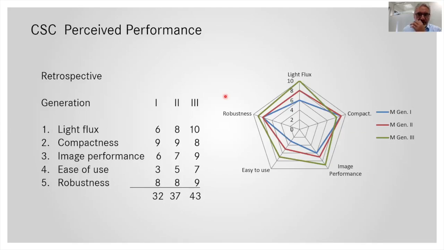So let us have a look at the third generation. Light flux is up to f/0.95. Who needs more? I don't know. Compactness is there, but we had to reduce a little. We had to add some space for floating elements. Image performance is best now because, as I explained, there is no need to stop down. This means there is no best aperture, only wide open is the best aperture.